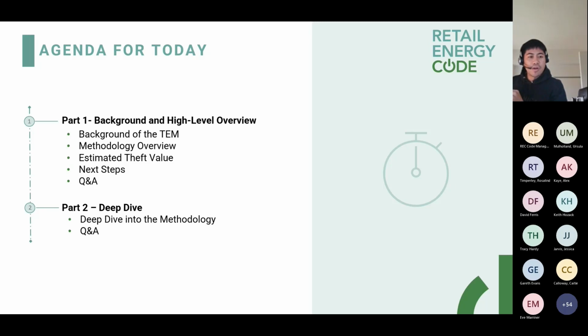Part two will be a deep dive into the methodology, covering topics such as decision trees, random forest algorithms, and multivariate analysis, going more into detail on the technical aspects of the theft estimation methodology. Feel free to drop off before this part begins.